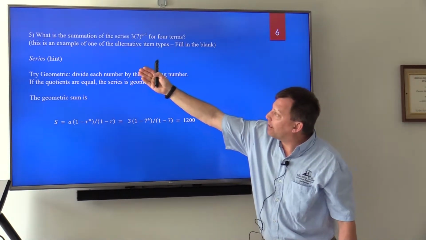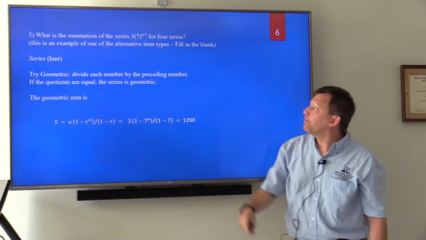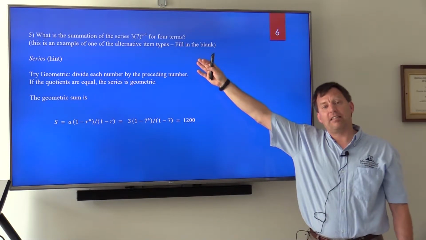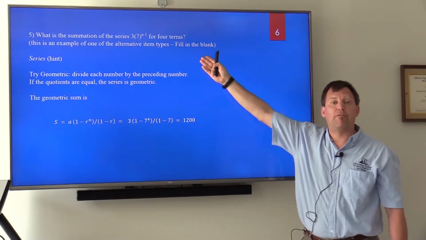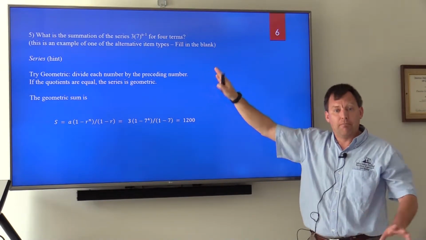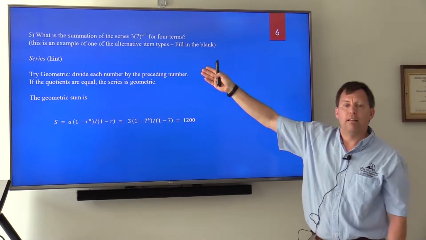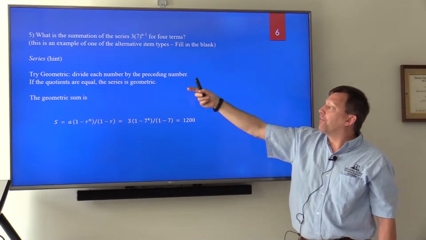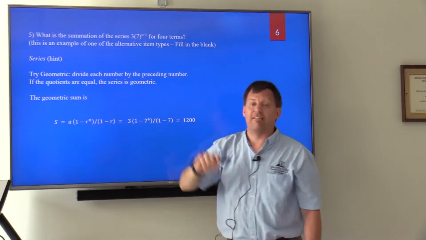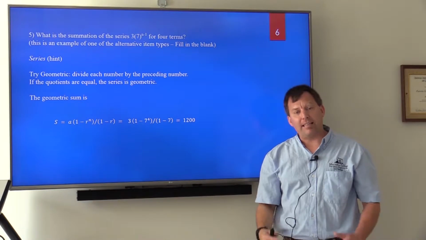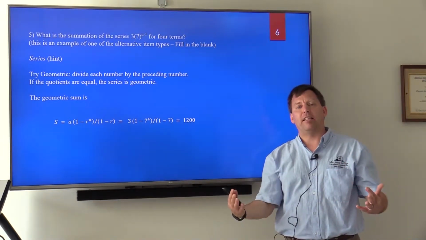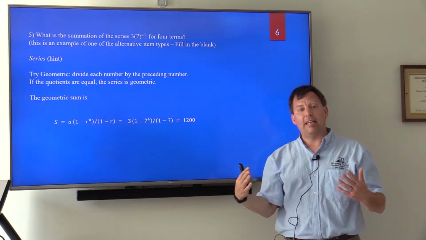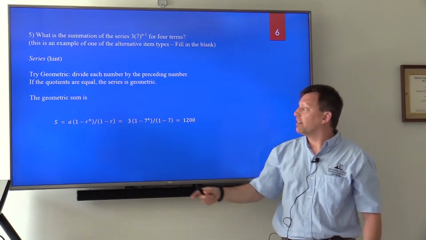Okay, here we're asking for the summation of this series. Now this is an example of a fill-in-the-blank type problem. I did not list any multiple choice answers. So when you're looking at this problem, the first thing you're going to want to see is the word series. That tells you, okay, now I'm looking at a series. I can search in the NCEES handbook for series.